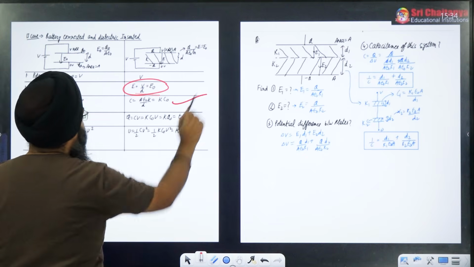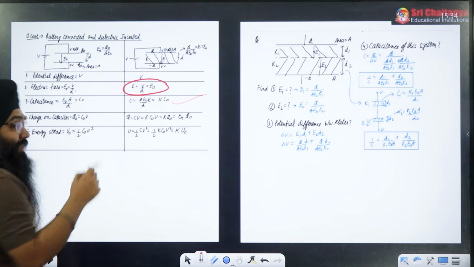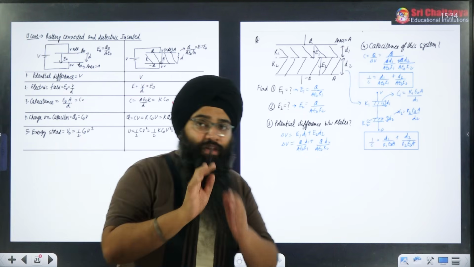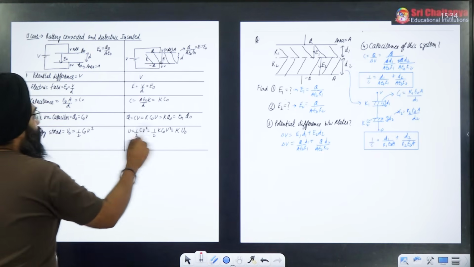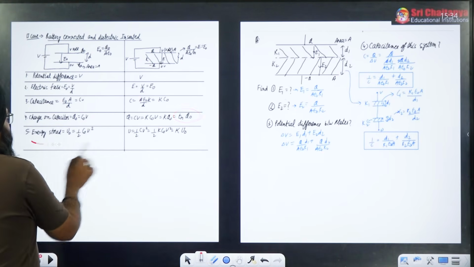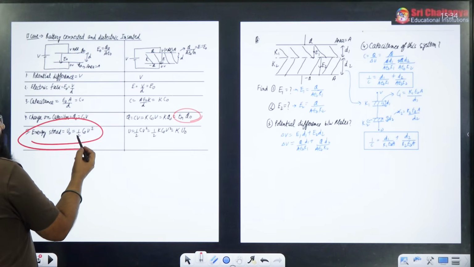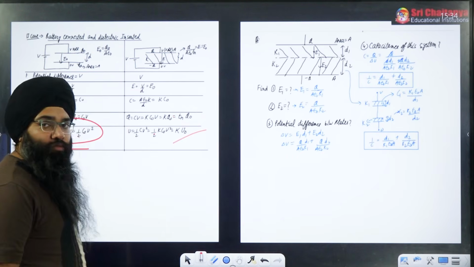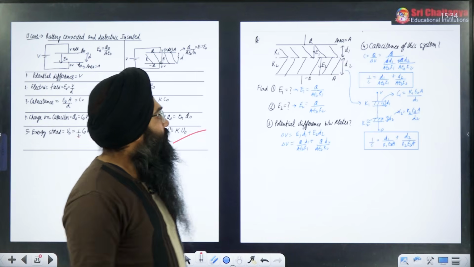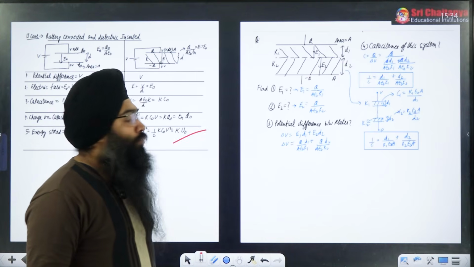Capacitance, obviously, will become K times. Charge is basically C into V. Potential difference is not changing, but capacitance has become K times, so the charge will also become K times. What can you say about the energy stored? Initially it was half C naught V square, now it will be half K C naught V square, so the energy stored will be K times U naught. So I hope this is clear to you.